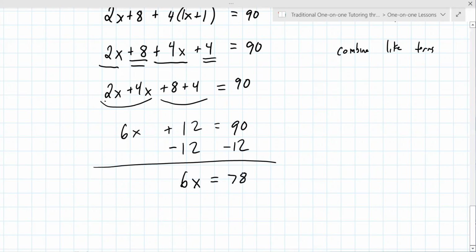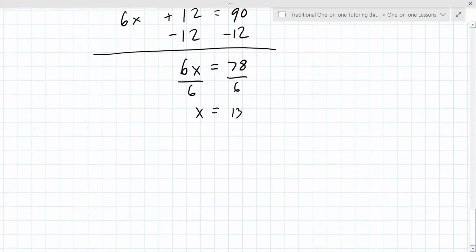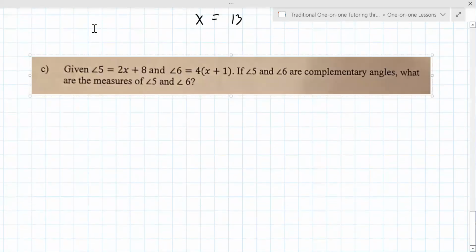Okay, good. And then you divide both sides by 6. Yes. And that's gonna give you 13. Okay, so x is 13. Any questions on that? No. Okay, now there's a bit more to do. You have to go back and actually calculate the angle. So here is the original, x equals 13.